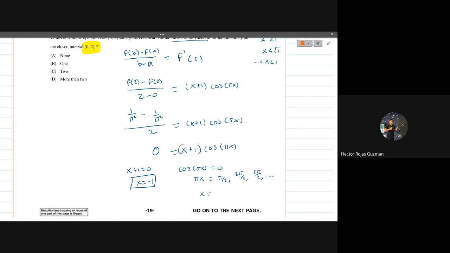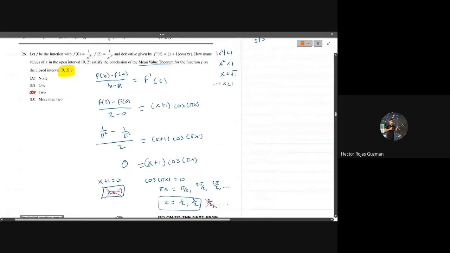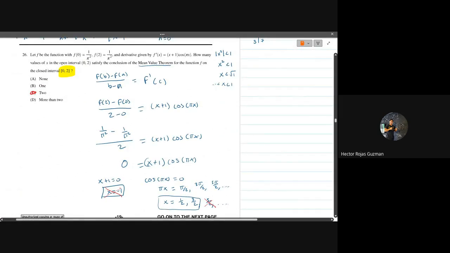Next, divide by pi. That's going to be 1/2, 3/2, 5/2, and so on. But 5/2 is already out of the interval. So this leaves us with 3 answers. Oh, but negative 1 is also out of the interval. So now we're down to 2 answers. So 2. There are 2 values of x on the open interval from 0 to 2 that satisfy the mean value theorem.